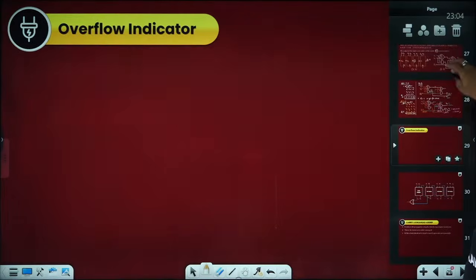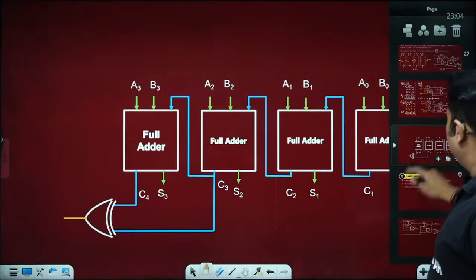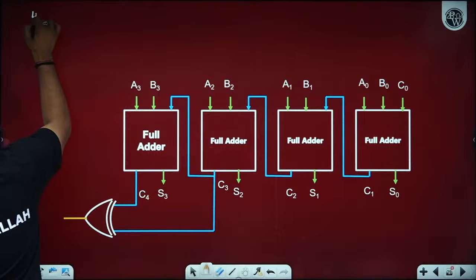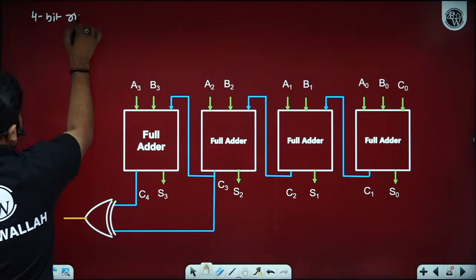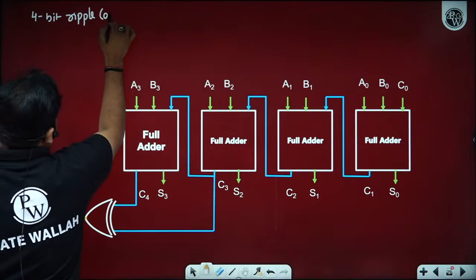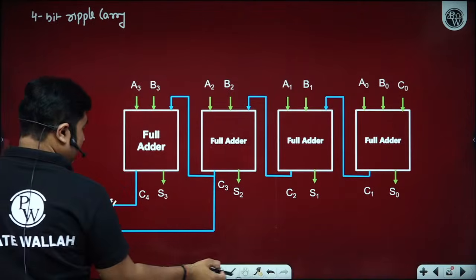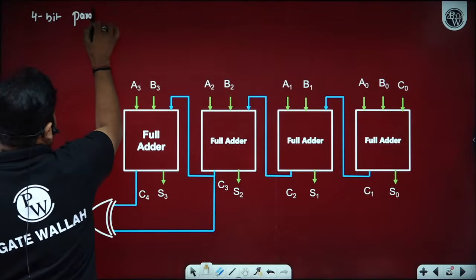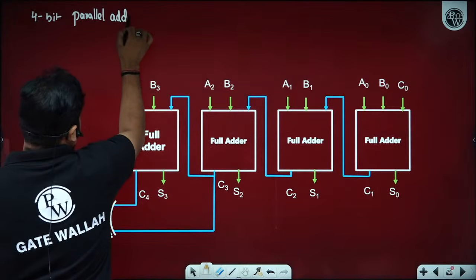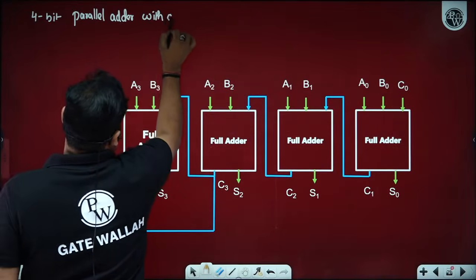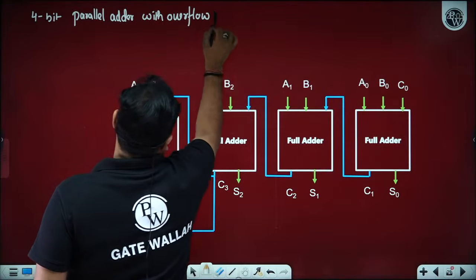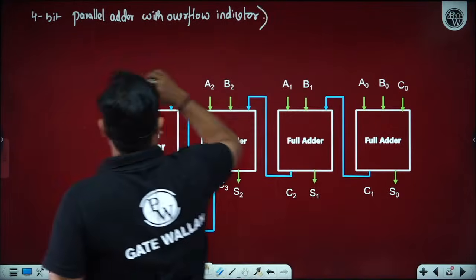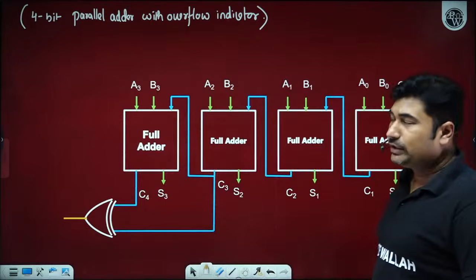Great. Now come to the overflow indicator. Please write down: 4-bit ripple carry adder or parallel adder with overflow indicator. Okay. So we have a 4-bit parallel adder with overflow indicator.